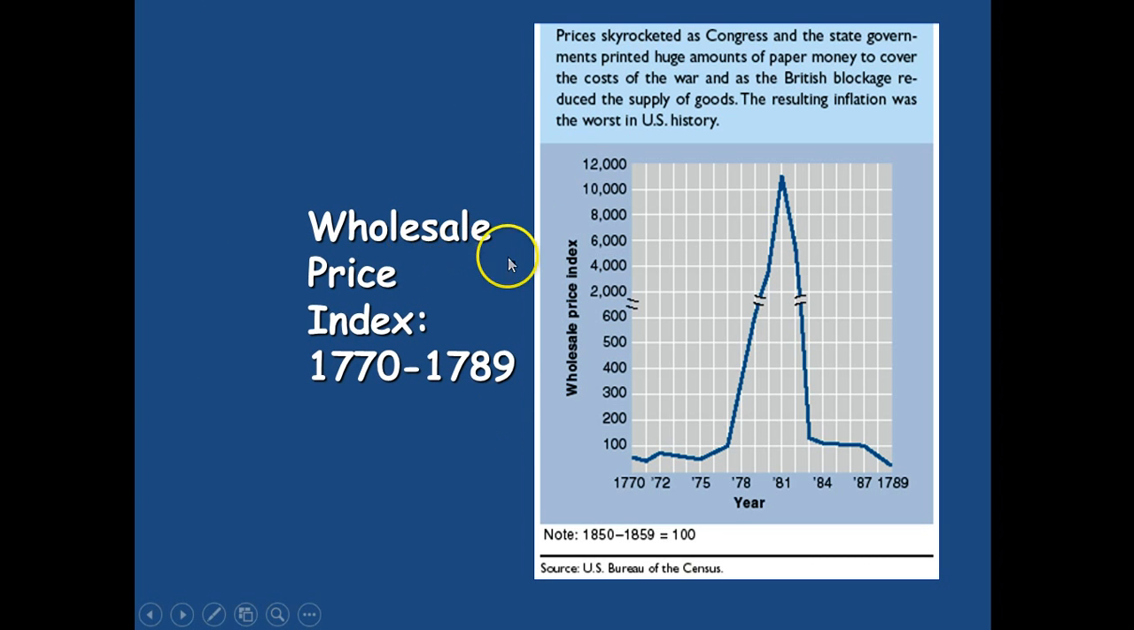Now take a look at this graph. It says prices skyrocketed as Congress and the state governments printed huge amounts of paper money to cover the costs of the war. And when you print money, this is what happens. The prices of everything just skyrocket. And during the Revolutionary War, that's understandable. But after the Revolutionary War, this is just a huge mess. And also, the British are blocking the supply of goods into the country. And so this is the worst inflation we've ever seen in the history of the United States.